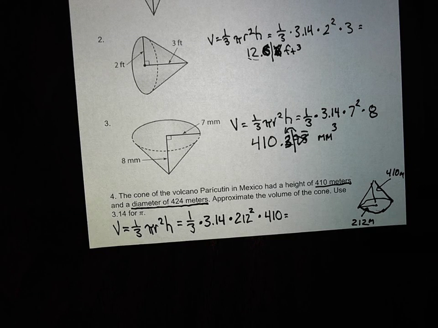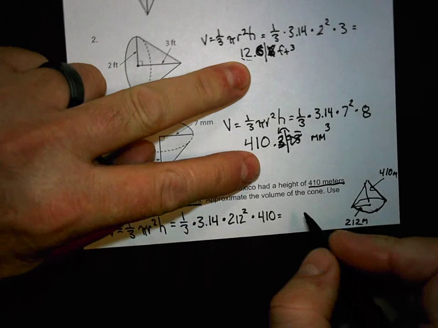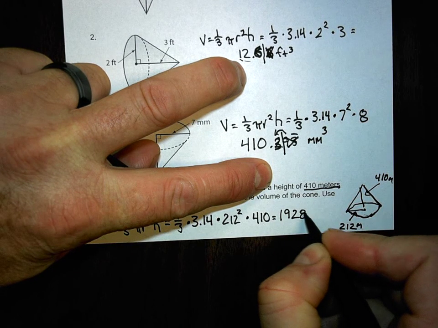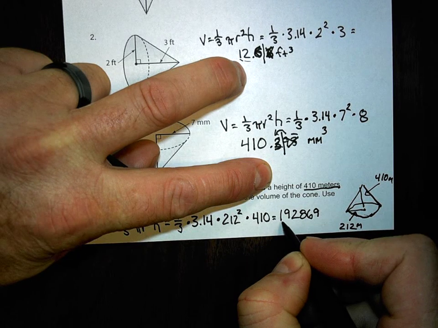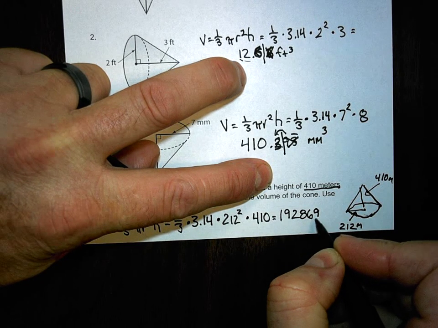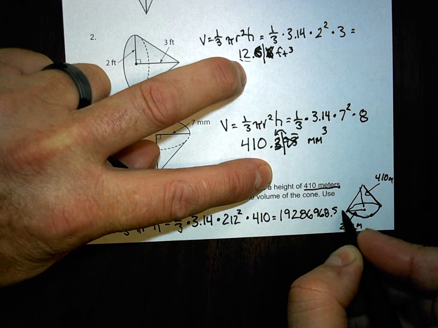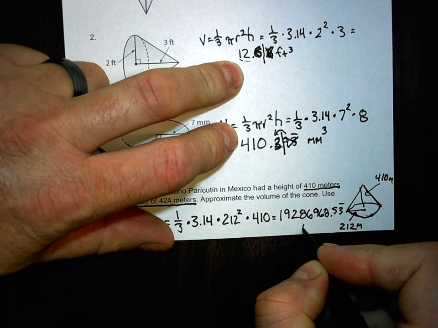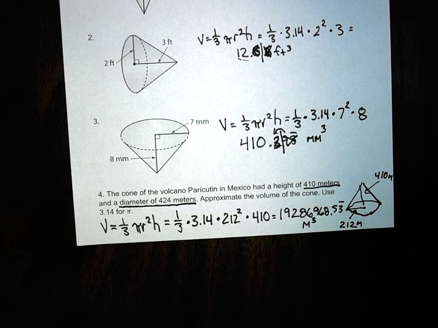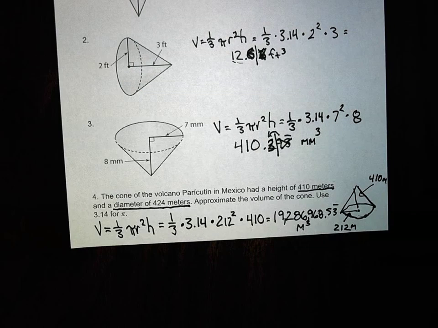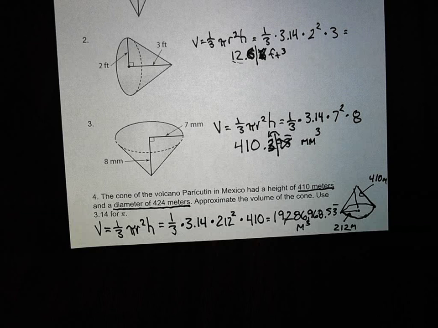I already got it. Ellen, you got the volume of that volcano? How big is it? 1,928,696.5. Okay, try again. 1,928,696.5 and then 3 repeating. And that is meters cubed, right? Yes. That's a lot of stuff to spew out. 19.2 million cubic meters.